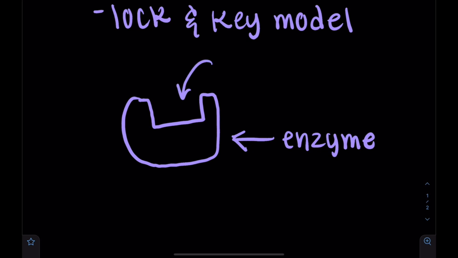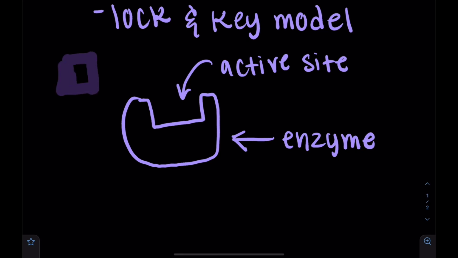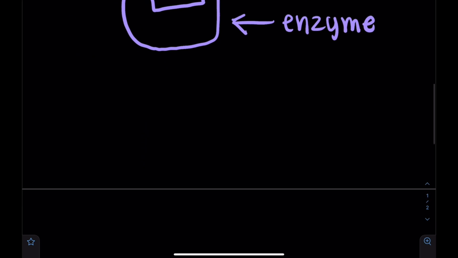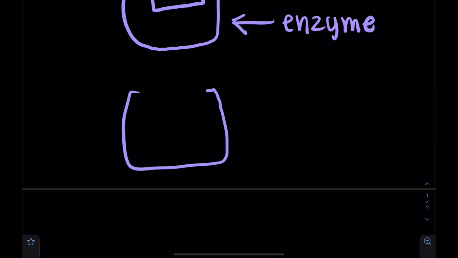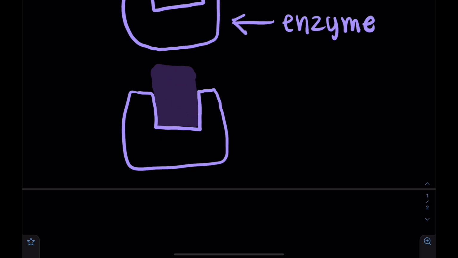And then that little area, the little pocket, that would be the active site. And this is where the substrates will bind. So you'll have your little substrate here. And that will end up going right in here. So in the end, you'll have this, which as you can see is a lock, like a lock and key model.